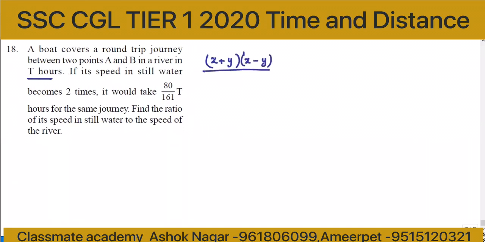What is the sum of it? 2x. It is S1 plus S2, not S1 minus S2. Into what is the total time you are taking? T hours. Same distance is set. Okay. Now what is it? 2x plus y into what? 2x minus y by what? Sum of speeds 4x in what time?